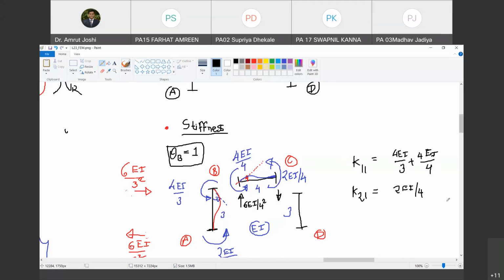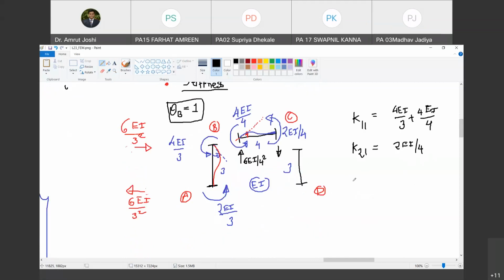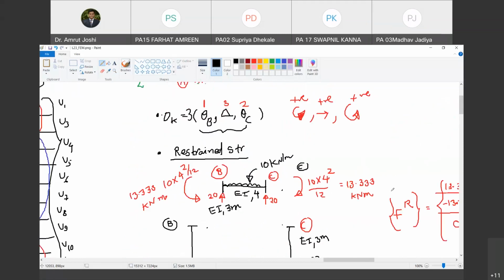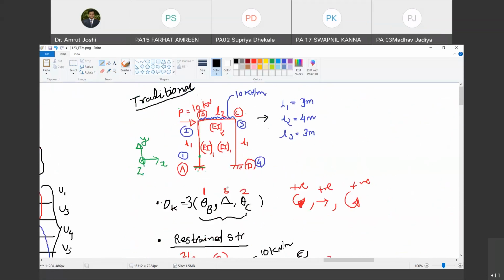Happy? Yes, sir. Now let us look at K31. What is K31? Tell me. It is action that gets produced at 3 due to unit displacement at 1. So theta b 1 होने के वजह से 3 के जगह पे मतलब डेल्टा के जगह पे प्रोड्यूस होने वाली एक्शन is K31. Do you agree with me? Yes, sir. Now, what is 3? 3 is translation or rotation?